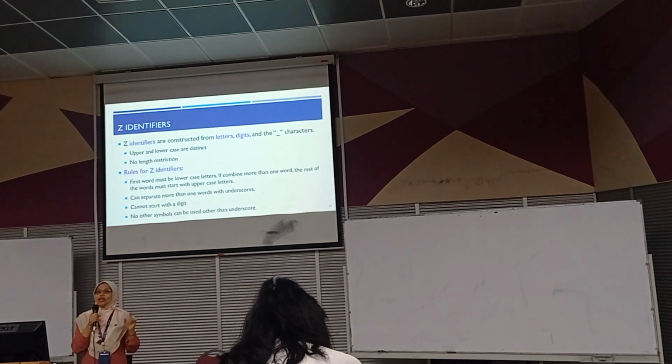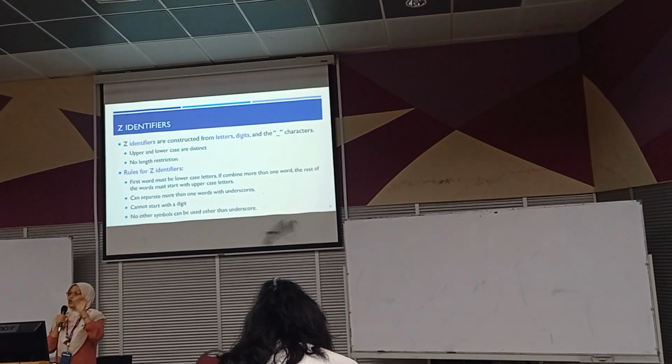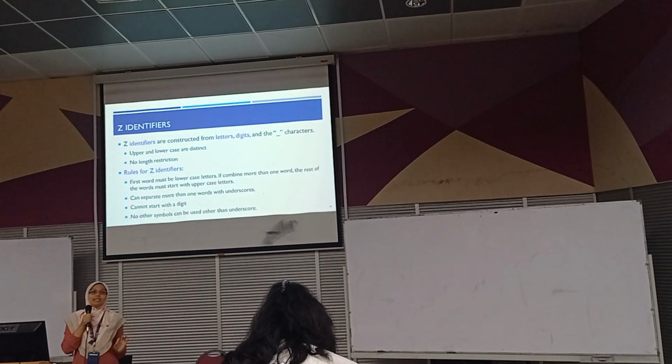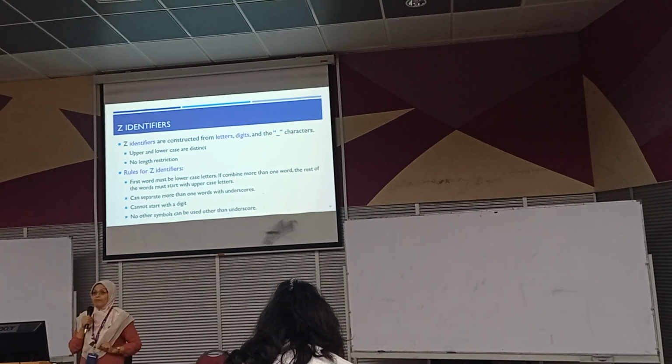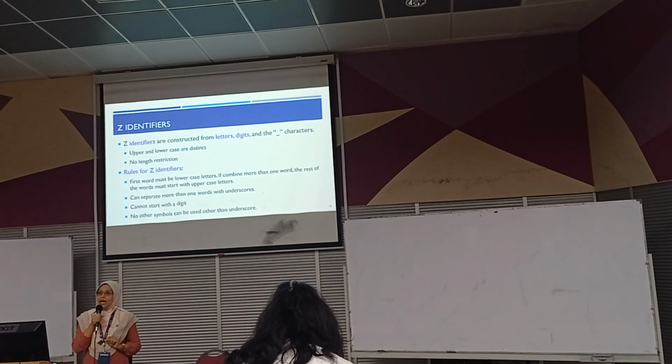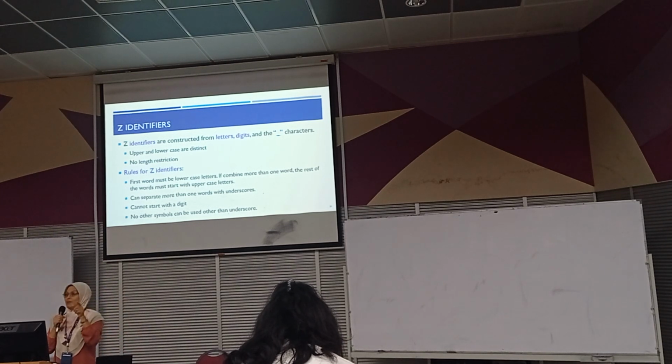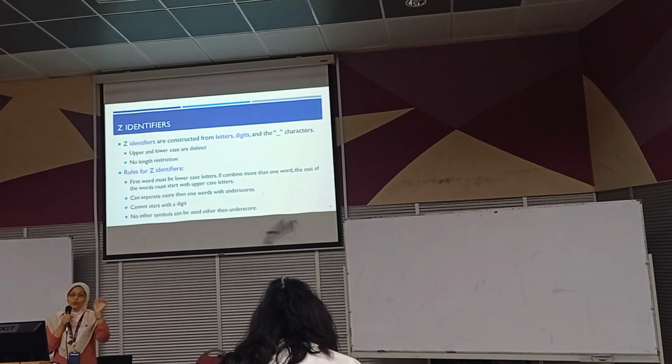Other than that, dollar sign, alias sign, all these symbols cannot be used with your identifiers. A digit you cannot put in front. Let's say 2customer, cannot. But you can have customer2 as your variable. But 2customer cannot.